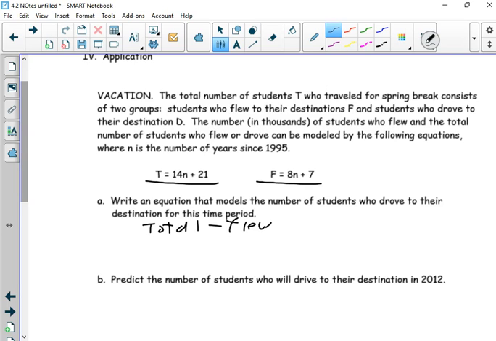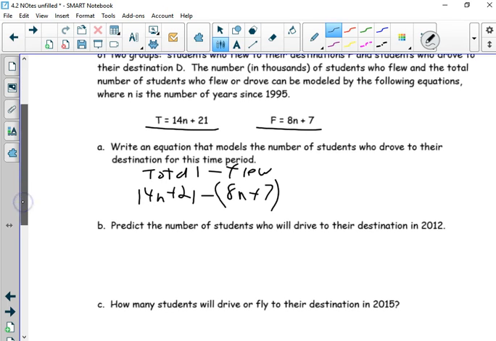So the total is 14n plus 21. Minus, and be careful, anytime you do a minus, notice I didn't put 14n plus 21 in parentheses. Anytime you subtract, you need parentheses. If you don't have parentheses, the only thing subtracted would be the 8n. So we're going to distribute here and here. So it's going to be minus 8n minus 7.